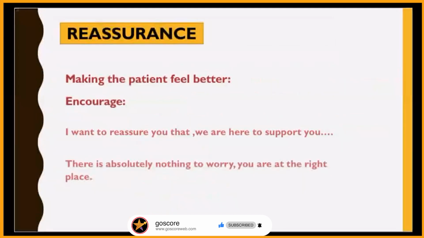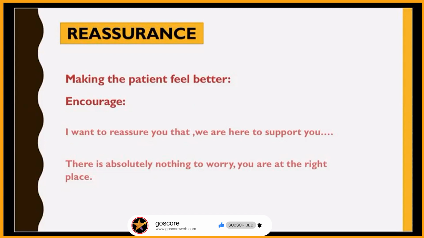Okay. Then, reassurance. This is something that is very, very important and that gives you a lot of marks. When does the reassurance begin? I would say it begins after the first task. When? I will tell you exactly. Suppose you are the nurse who should start the introduction, isn't it?